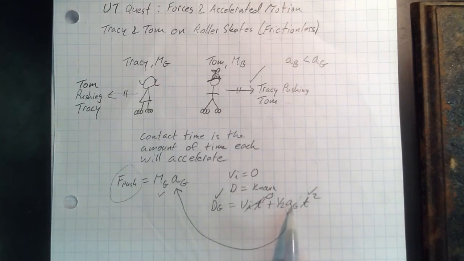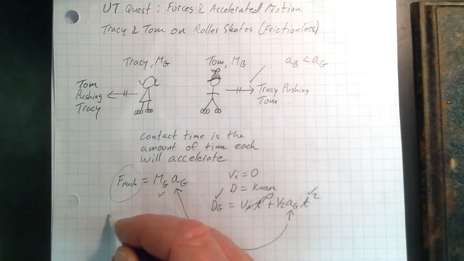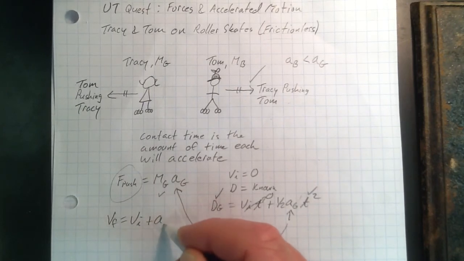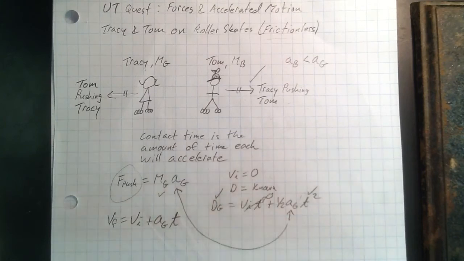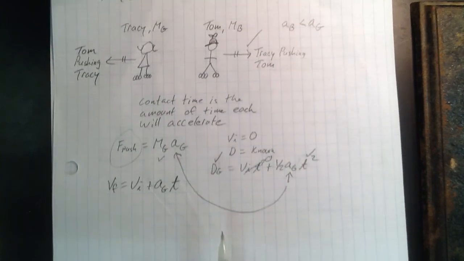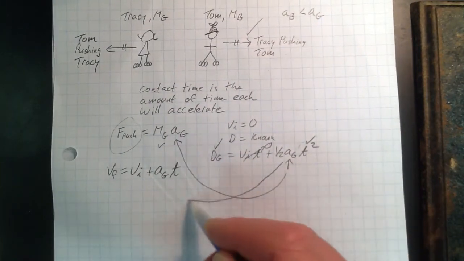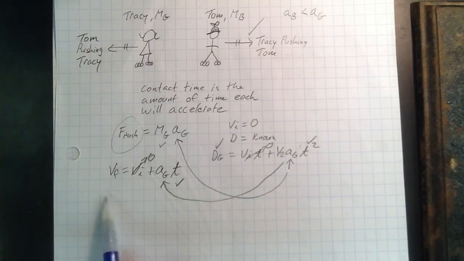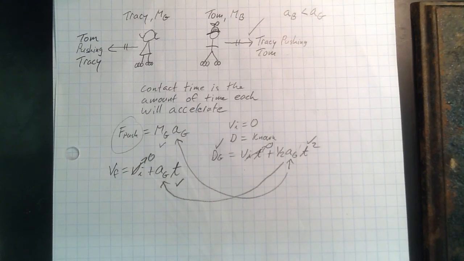Okay, now once I have the acceleration, it asks what is Tracy's final speed after this contact? Well, I can find V final is equal to V initial plus the acceleration of Tracy times the time of contact, which is the time that she's accelerating. We found the acceleration previously using the kinematics equation. V initial is given as 0, and this is the final velocity of Tracy. And I think we're good to go on this problem.